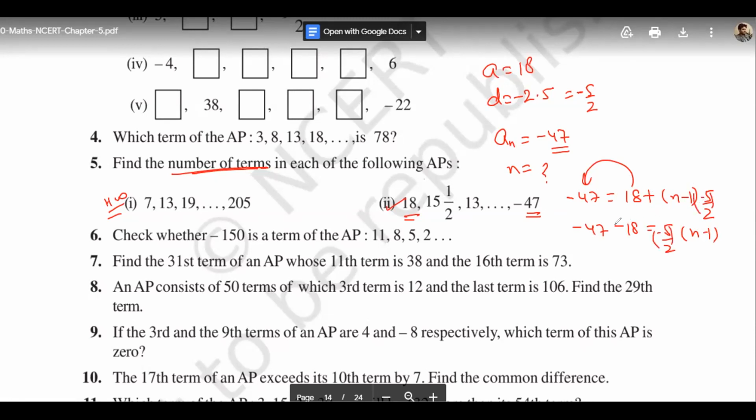Now what you need to do here is add these two, you will get 15, 1 carry, and then it will be 65. Minus 65 is equal to minus 5/2 bracket n minus 1. This minus and minus will cancel out. This 5 and 5 will cancel out. 5 ones are 5 and 5 13s are 65. And this 2 will go to that side to multiply. So this will be 13 into 2 is equal to n minus 1. So that will be 26 is equal to n minus 1. So this will go to that side and n is equal to 27. Very good.